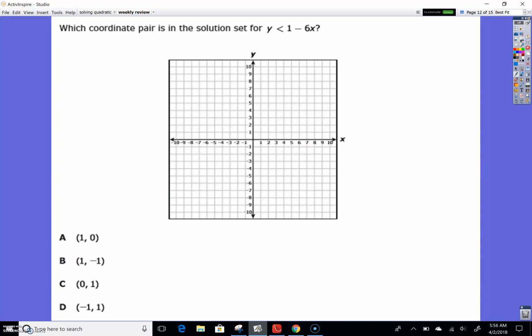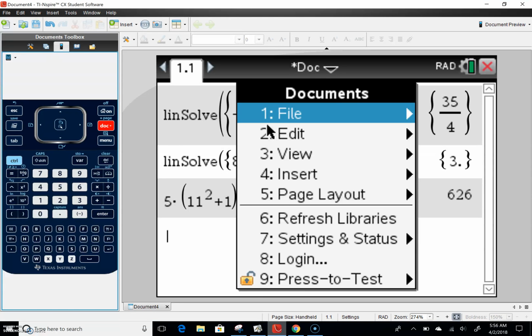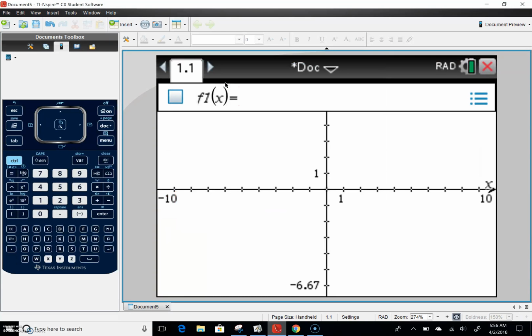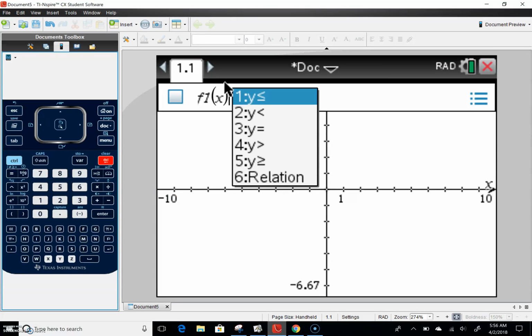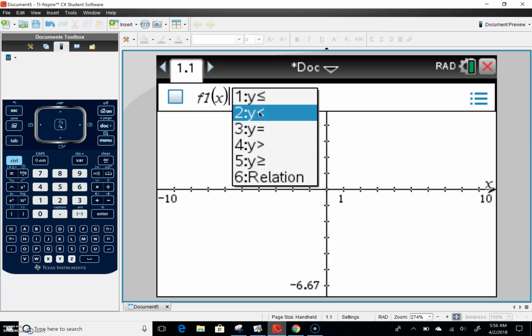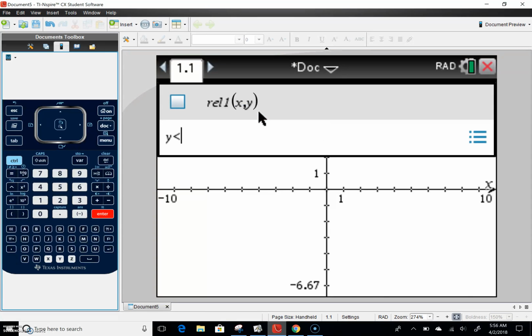The first thing you need to do is graph this in your calculator. So y is less than 1 minus 6x. So I'm going to go new documents, no, add graph. I press delete. Let me see which one they want here. They want the less than. So y is less than 1 minus 6x. Enter.